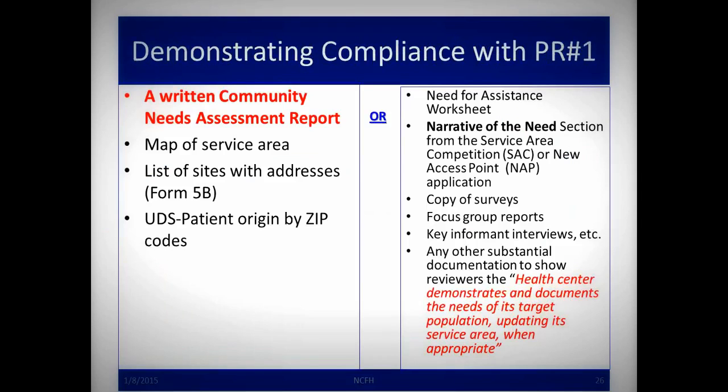All right. Now, how do you demonstrate compliance with program requirements? Ideally, you should have a written community needs assessment report. You also will have ready for the reviewers a map of your service area, the list of your sites with the address and the zip codes, meaning Form 5B, and then the list of your patient origin by zip code.